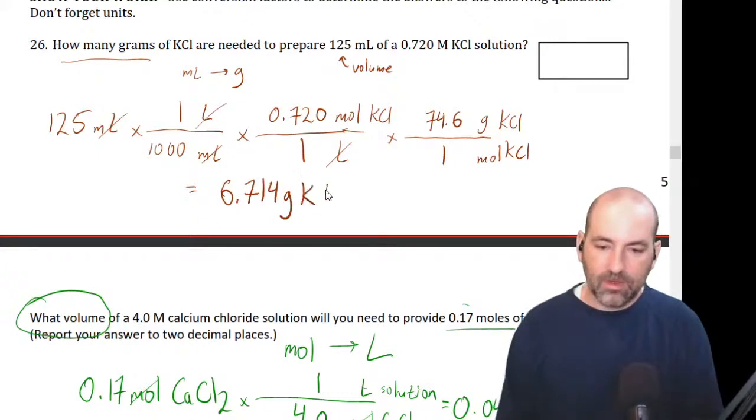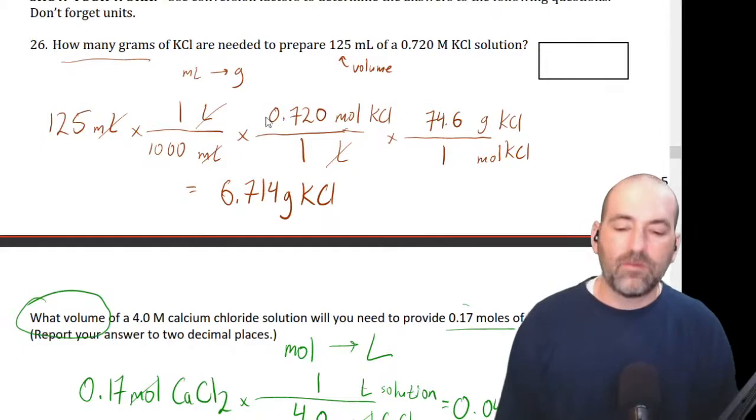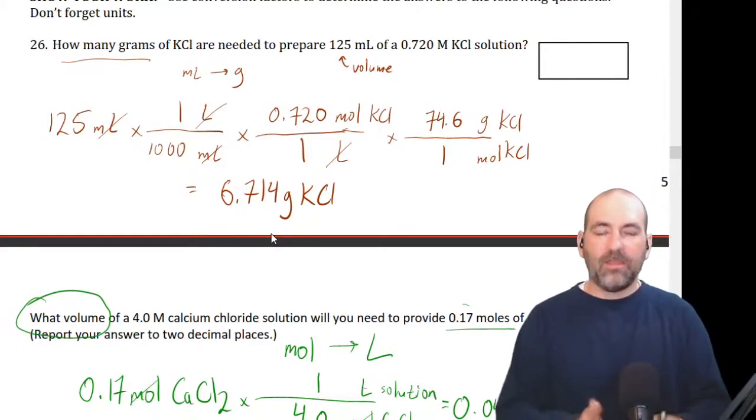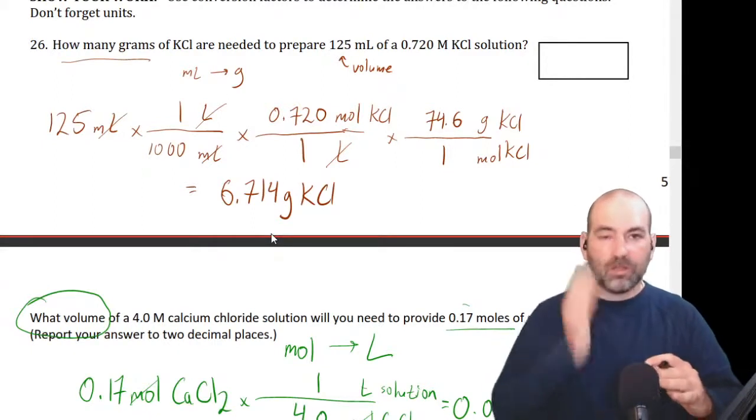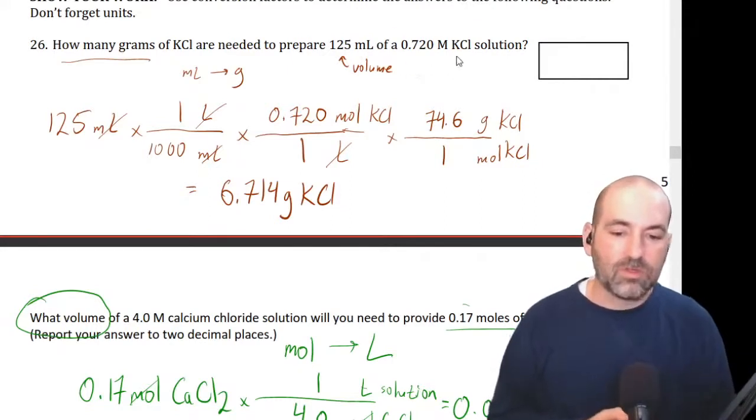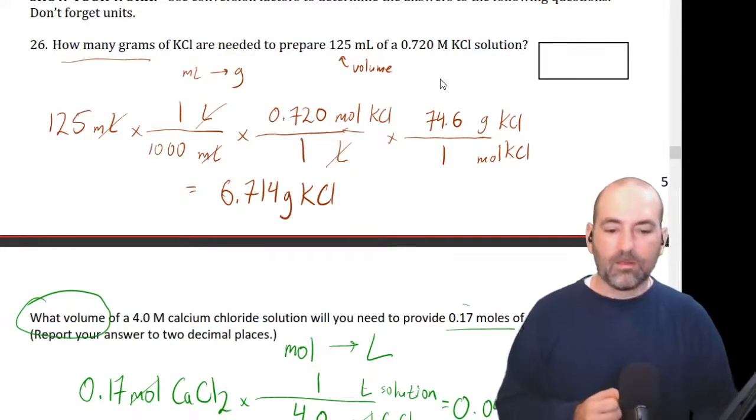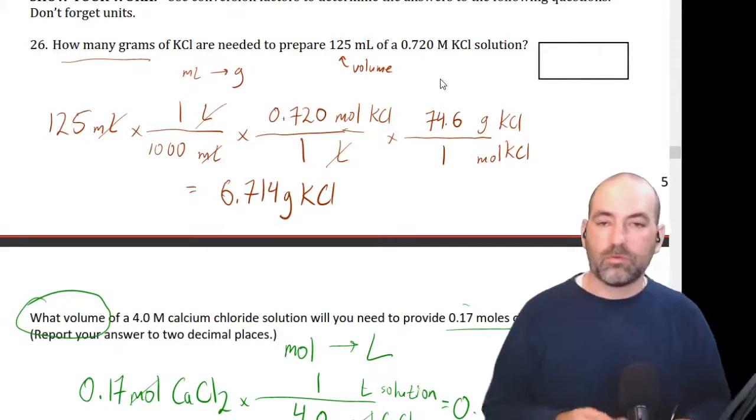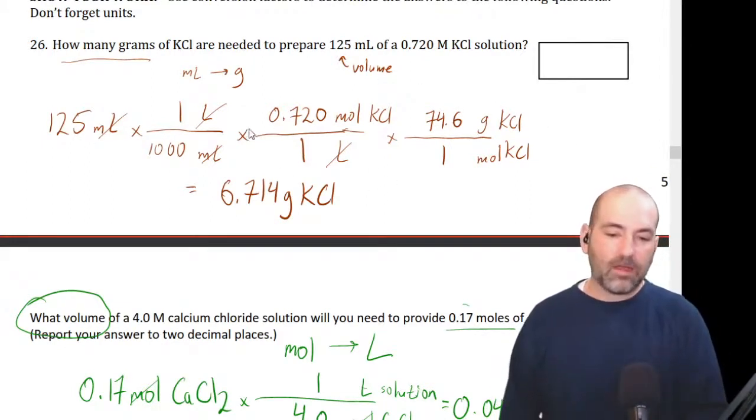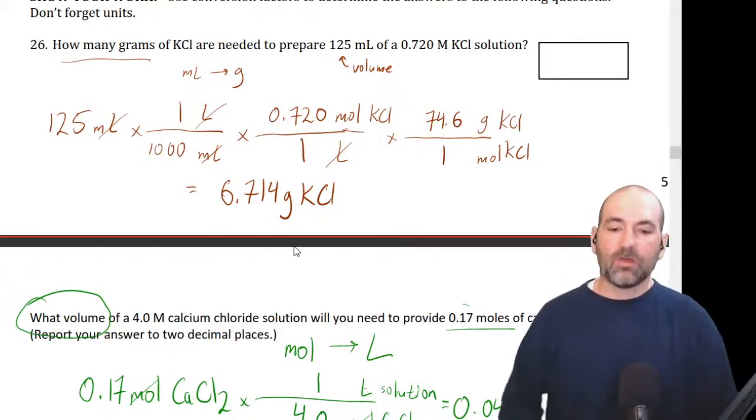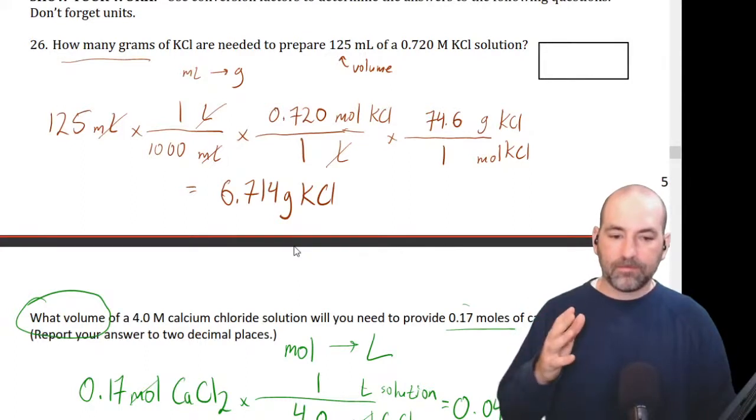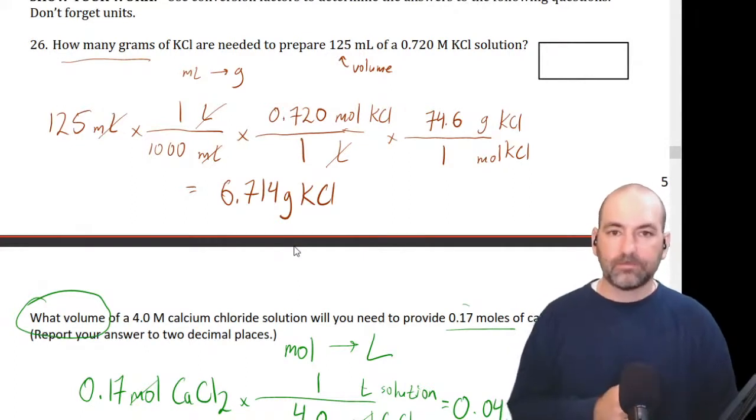And we get 6.714 grams of KCl. What that means is if we took 6.714 grams of KCl, put it in a flask, and then diluted it to 125 milliliters, so the total volume is 125 milliliters, we would have a 0.72 molar solution. So we're preparing a solution of a given concentration, but we're figuring out how to do that by treating everything as a conversion, going from milliliters to liters, then moles, and then grams.